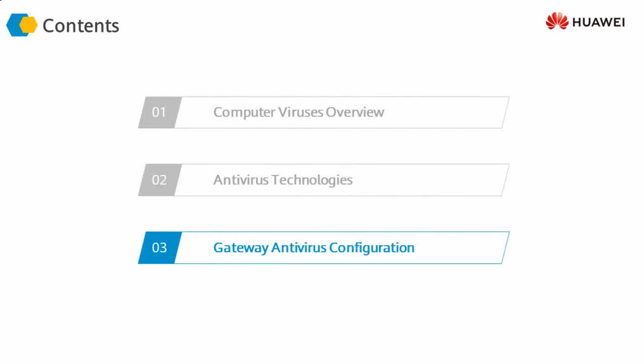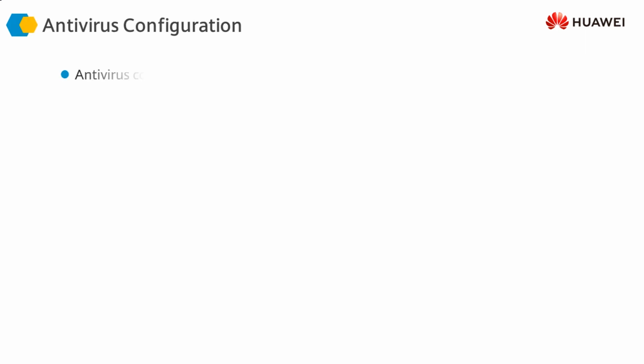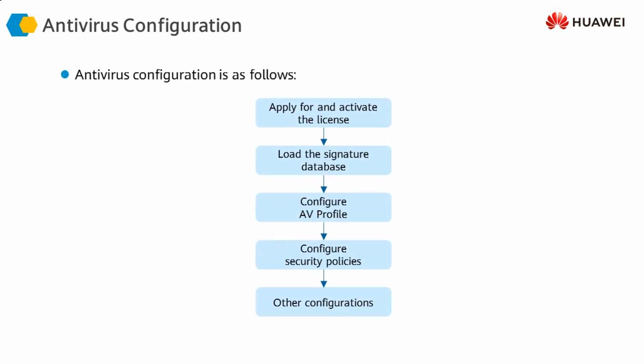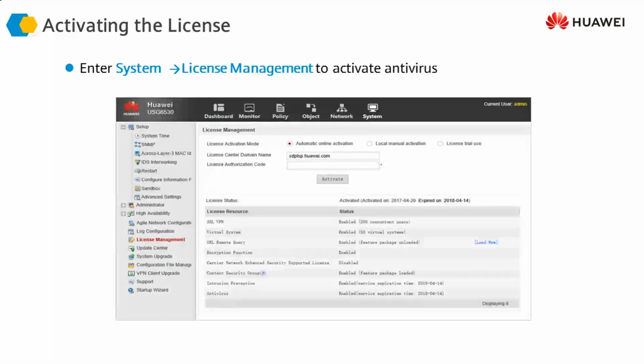If you look at the antivirus gateway configuration, it's fairly simple. There's not much that we need to do for antivirus implementation on the firewall. This is the process. First of all, we need to activate the license, update the signature database. Then we need to configure the antivirus profile. We need to call this profile in the security policies, which we already know how to configure, and then some other basic configurations if we want to do on the firewall related to antivirus functionality.